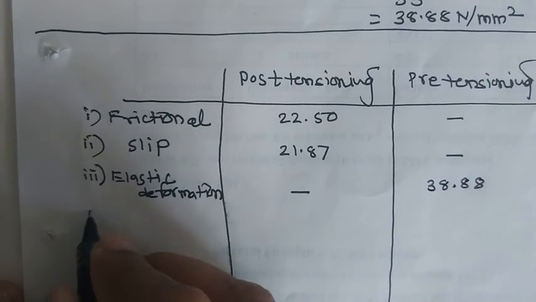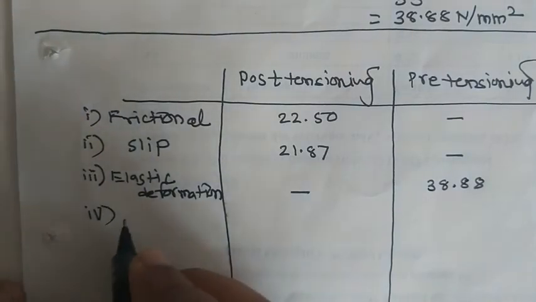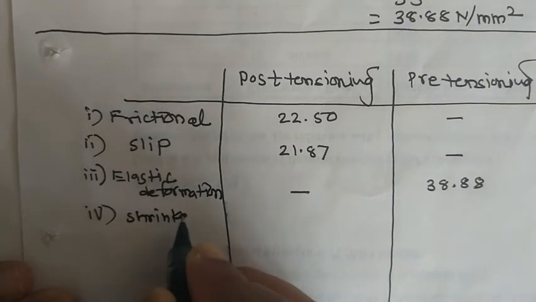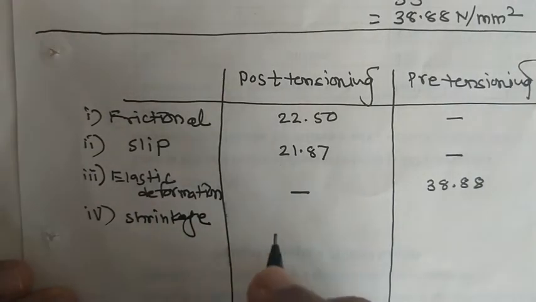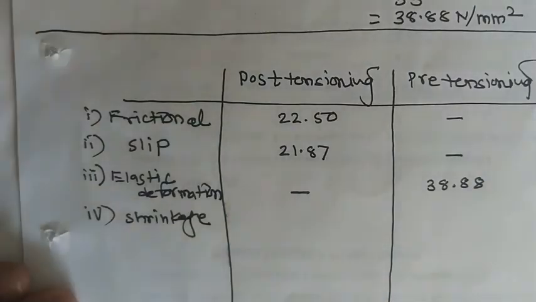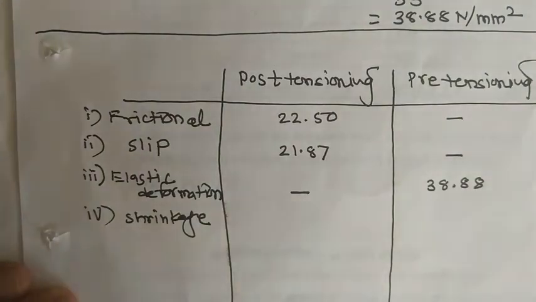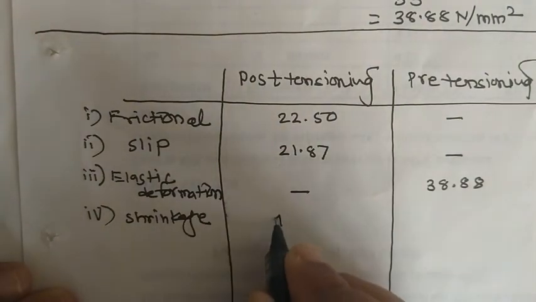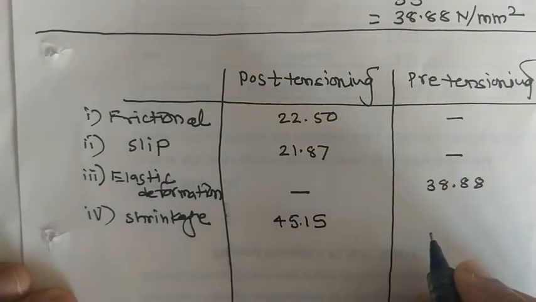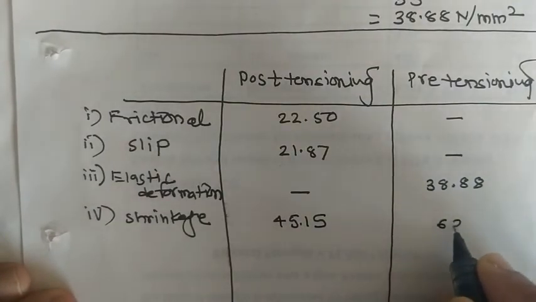Now further losses are present in both the cases. Fourth is shrinkage loss. Shrinkage loss for post-tensioning is 45.15. For pre-tensioning it is different, it is 63.